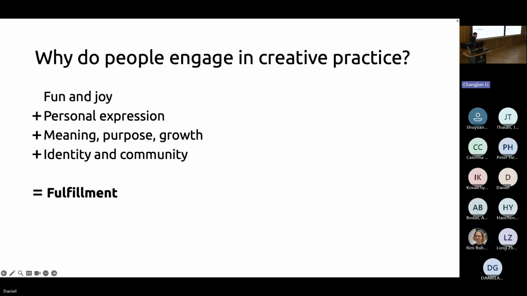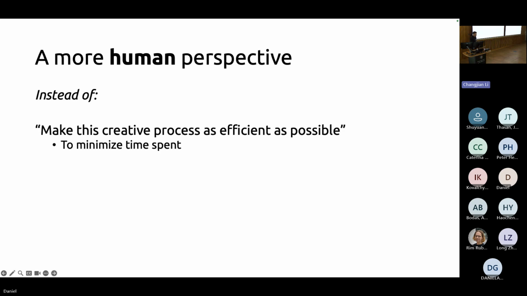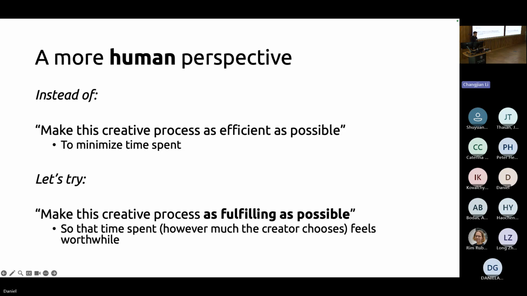And so with this in mind, in contrast to the dehumanizing perspective that I mentioned before, I think a more human perspective might be this. Instead of saying our goal as creative technologists, as researchers, should be to figure out how to make a creative process as efficient as possible so that we can minimize the amount of time a person spends doing it, maybe we should instead be saying, how do we make this creative process as fulfilling as possible, so that however much time a creator chooses to spend doing it feels worthwhile to them, feels like something that they gain some value from in the process of doing it.